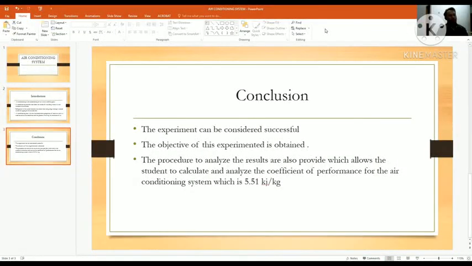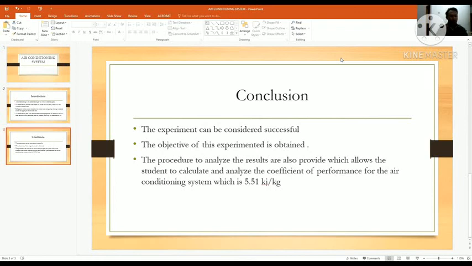Okay, next I will present the conclusion. To conclude, the experiment can be considered successful as students are able to analyze and produce discussion according to the experiment result. Hence, the objective of this experiment is obtained.